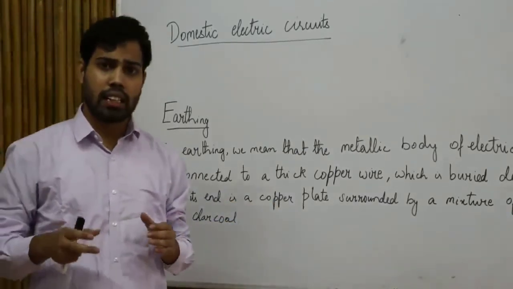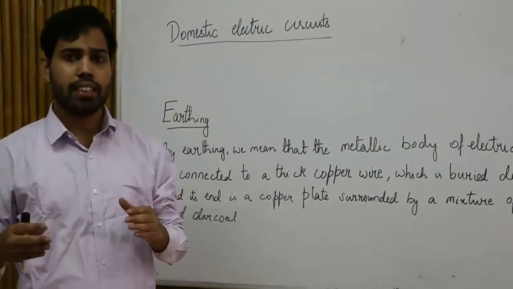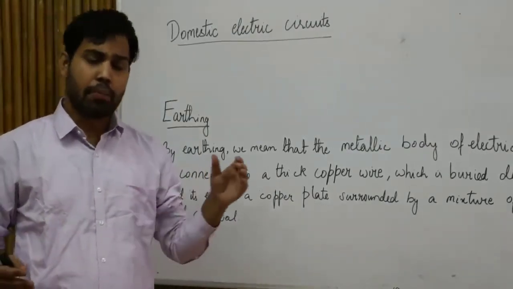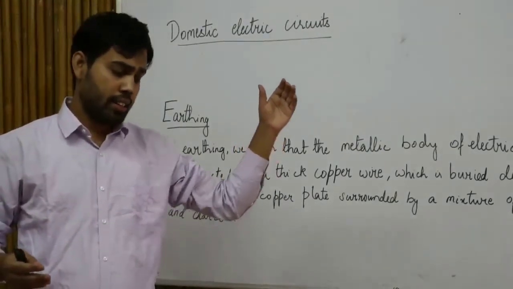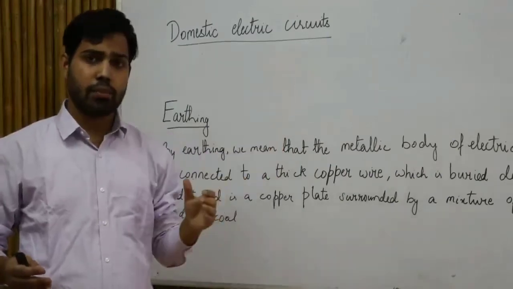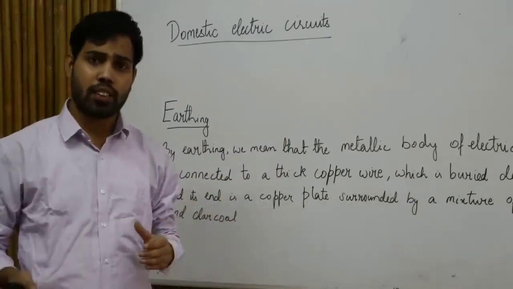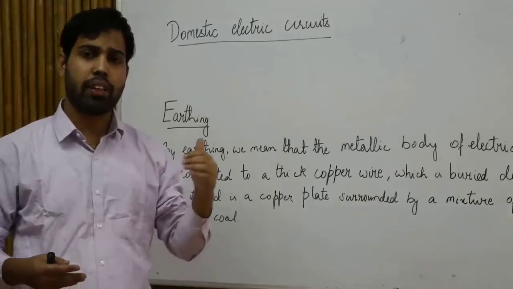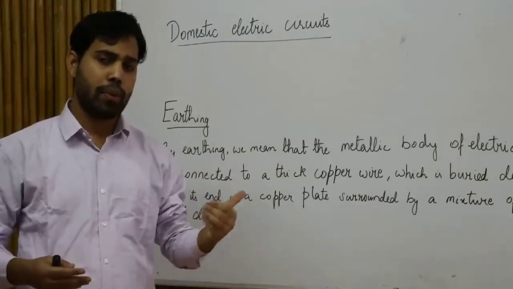We know that earth can be considered as an electric sink. That means it can consume a very high number of electrons, and in doing so, its potential will still remain zero.